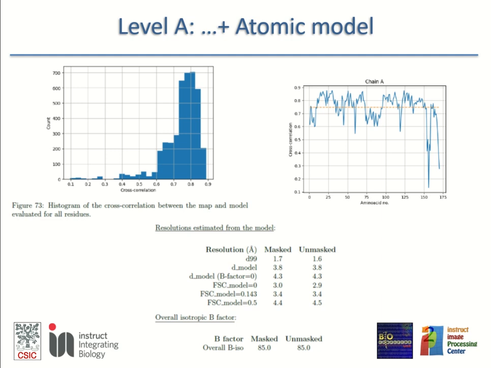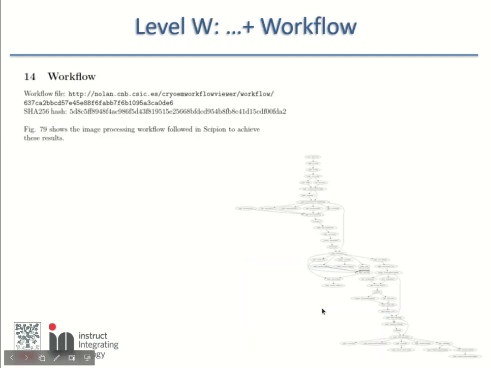So here is some more example of the kind of results that you get. For instance, you can check what is the cross correlation between the map and model for all the residues. You can analyze that by chains. You have all kinds of FSCs calculated. These ones are the ones given by Phenix, and there are evaluations of B factors.